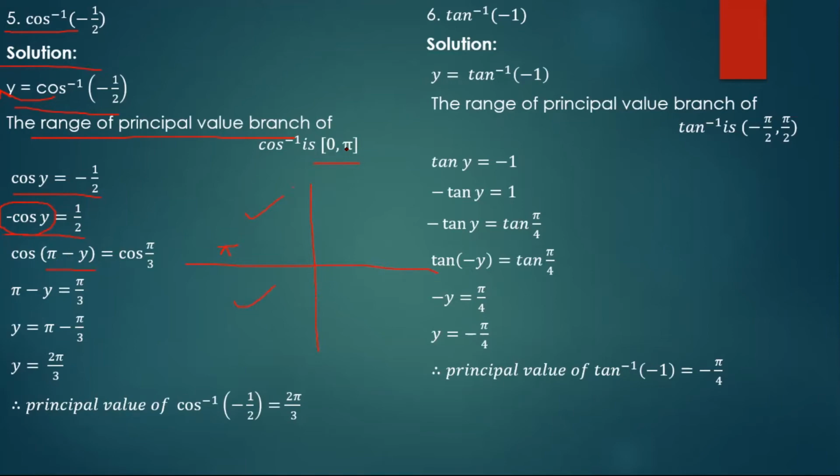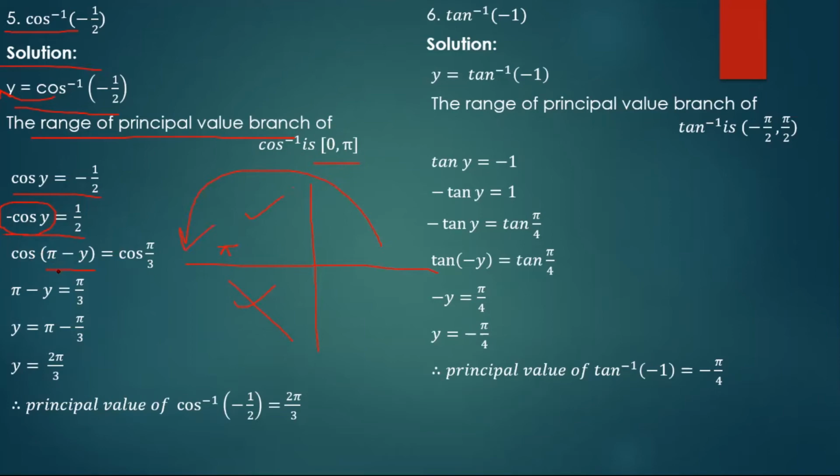Why? Because our range is 0 to pi, and between 0 to pi means the first and second quadrant. We can't go for pi plus y, we can't write cos of pi plus y, because it goes to the third quadrant. Our range is 0 to pi, which means only the first and second quadrant are included, not the third quadrant. So we only go for pi minus y. These are some basics which you should be aware of. If you don't know them, you won't understand what is happening.